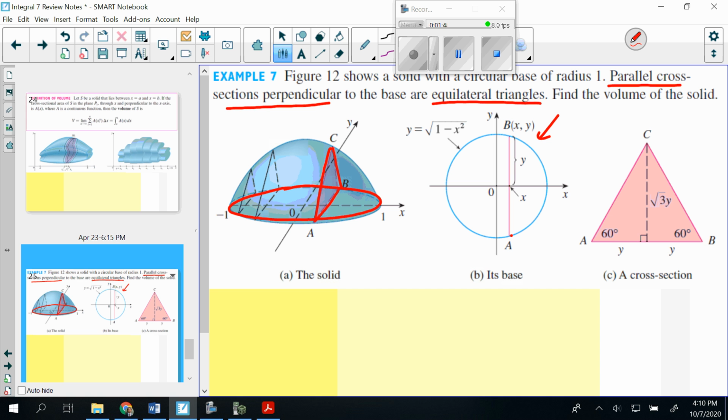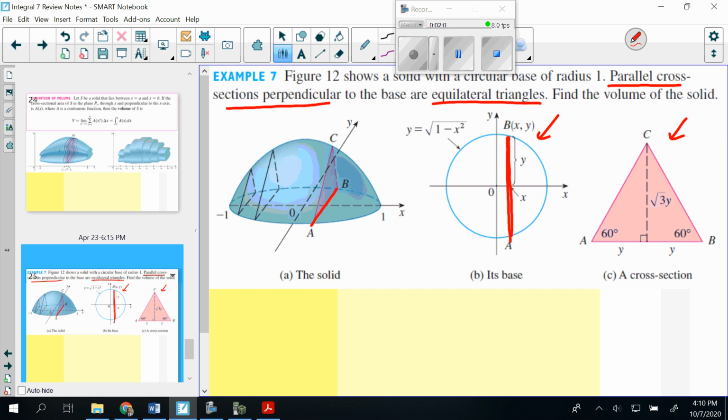This overhead view would show where this triangle over here, that bottom of that triangle right here, that would be this line right here if that was sitting there. And that shape is an equilateral triangle. They want us to find the volume of the solid.